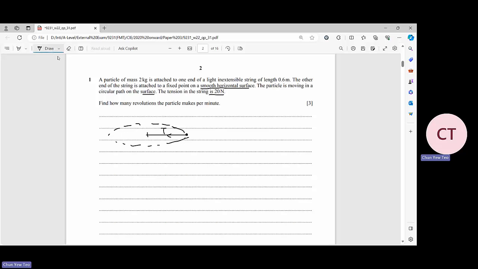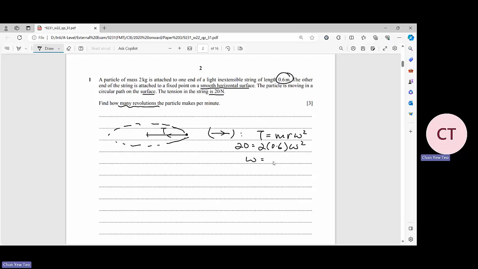makes per minute. So what we can do is that at first we resolve the forces horizontally, and we get T is equal to m r omega squared. In order to get the number of revolutions, we just need to find the angular speed omega. So T is 20, then m is 2. The radius r is 0.6. Omega you do not know.